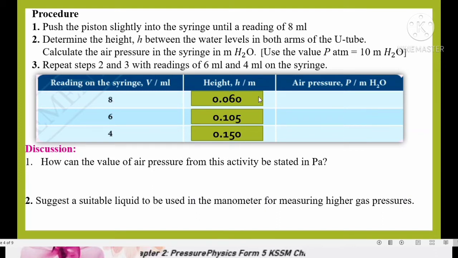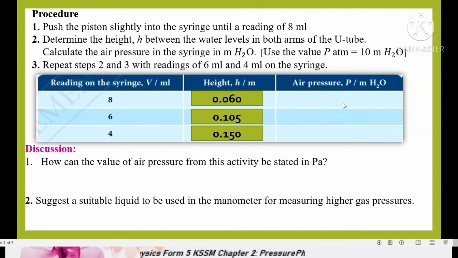For 8 milliliter, the height or difference in level of colored water equals 6 centimeter. So this one we change to meter, equals 0.06 meter. So for 6 milliliter, we get about 10.5 centimeter, which equals 0.105 meter. And then for 4 milliliter, it equals 15 centimeter, so it equals 0.150 meter.